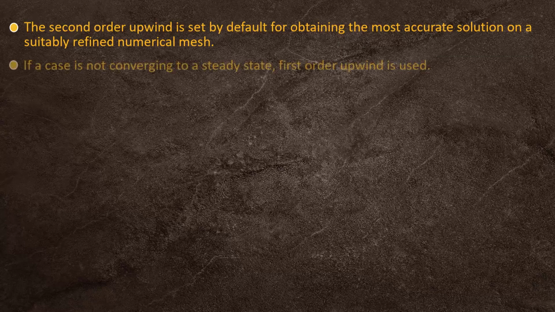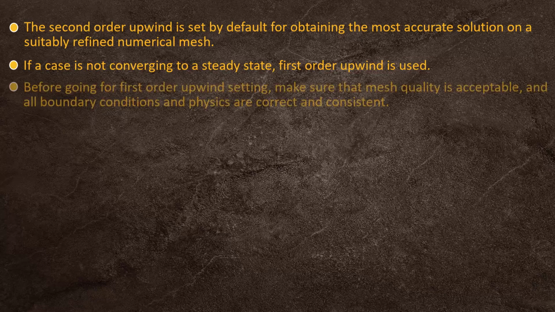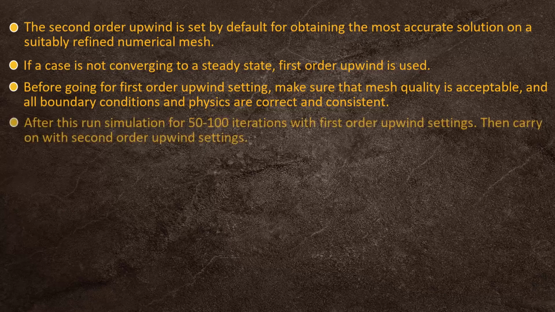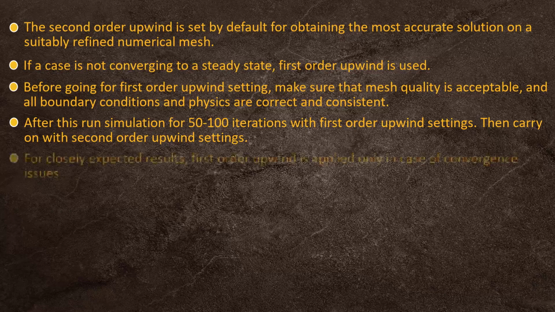The only reason that I would use the first-order scheme would be when a case is not converging to steady. In this case, I would first make sure that the mesh quality is acceptable and all my boundary conditions and physics are correct and consistent. After doing this, I would start the solution over doing some 50 to 100 iterations using first-order scheme and then continue the solution with the second-order upwind. Even for a ballpark estimate, I would move to first order only in case of convergence issues.